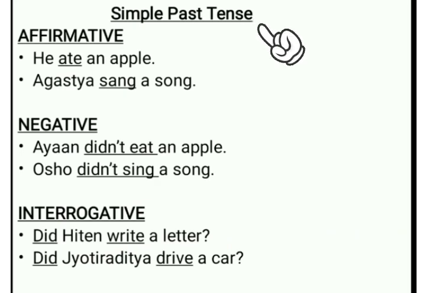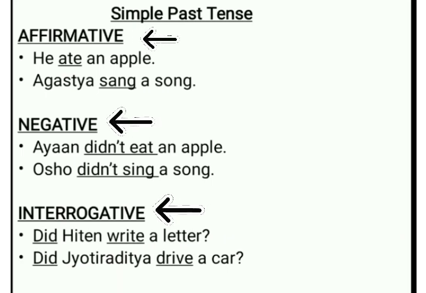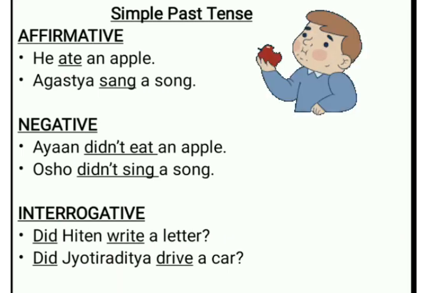Let's take up simple past tense. Under simple past tense, we are going to do affirmative, negative, and interrogative sentences. Affirmative sentences are positive sentences. For example, he ate an apple. Agastya sang a song. I've already told you earlier that in simple past tense, we are going to use the second form of the verb.